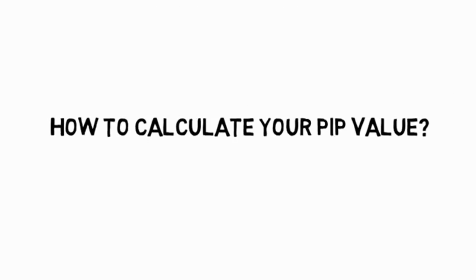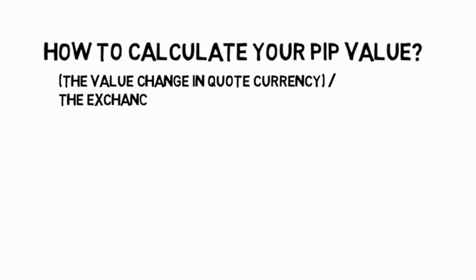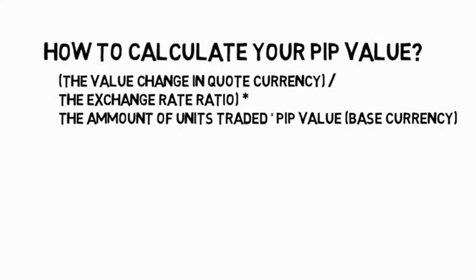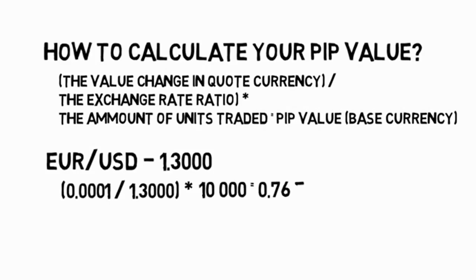How to calculate your pip value? The value change in quote currency divided by the exchange rate times the amount of units traded is the pip value. Let's take a look at this example. The exchange rate for Euro USD is 1.3000. The value change in quote currency, 0.0001, divided by the exchange rate 1.3000, times the amount of units traded, for example 1 mini lot, which is 10,000 units, is 0.76 euros.